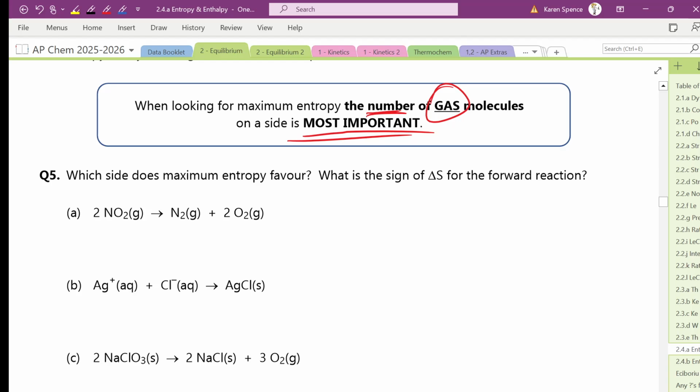Which side does maximum entropy favor? And what is the sign of delta S for the forward reaction? Do you guys want to do those ones?